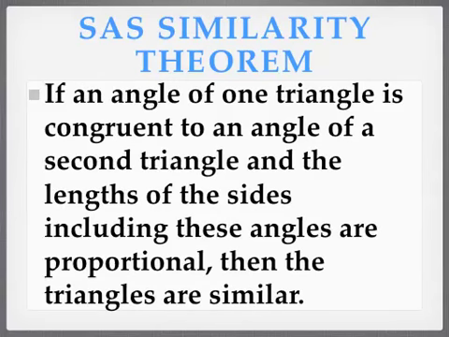And then the side-angle-side similarity theorem. Again, there is a side-angle-side congruence, but this one's talking about similarity. It says that if an angle of one triangle is congruent to an angle of a second triangle, and the lengths of the sides including these angles are proportional, then the triangles are similar.